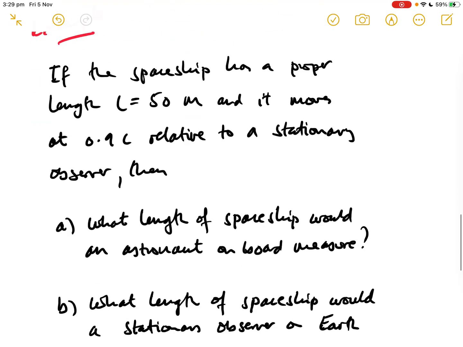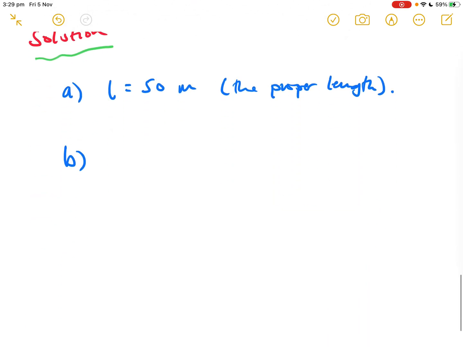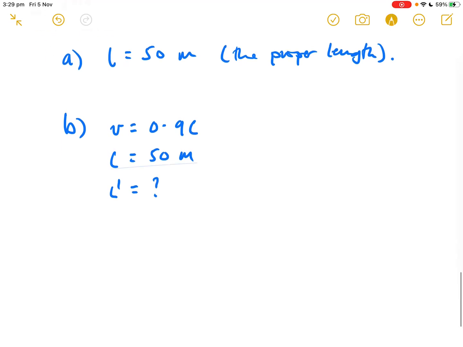On the other hand, the chap who is staying on Earth, he's going to see the contracted length. So we do need to apply the length contraction equation for him. So the speed then is 0.9c. The proper length is 50. The contracted length observed by the stationary chap is the unknown.